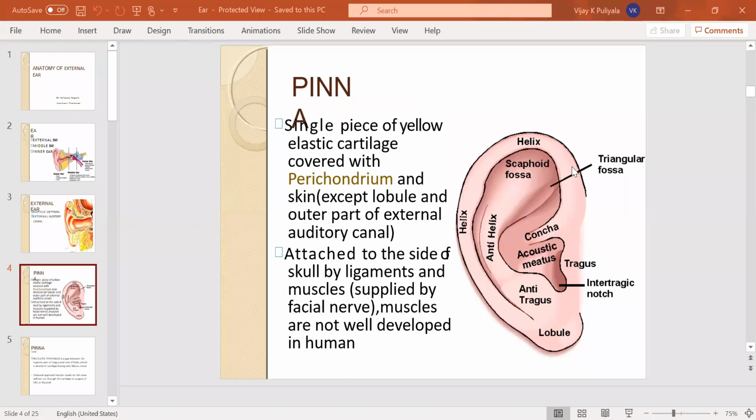So the helix forms the prominent peripheral rim. It has the anterior limb and the posterior limb. The anterior limb is directed downwards into the concha as the crus of helix. This crus of helix divides the concha into an upper small part and a lower larger part. And on the posterior limb, you can sometimes see the Darwin tubercle.